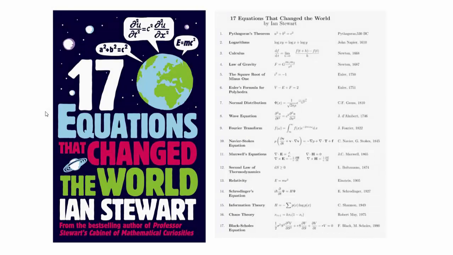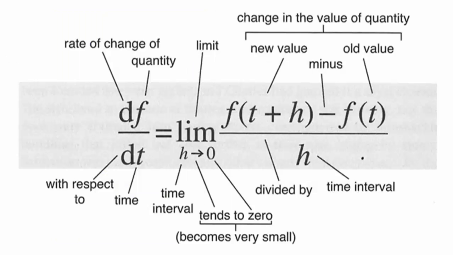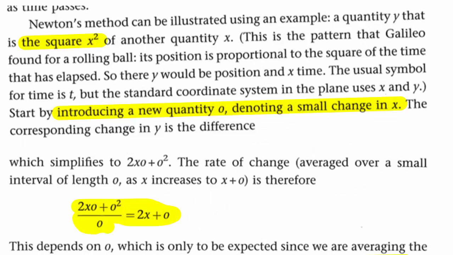I'm just going to give you a brief overview of the history of differentiation and where it came from, as described by Ian Stewart in his book 17 Equations That Changed the World, as you can see here. So the equation for differentiation comes from this version here, which hopefully you've just learned about in class. The history behind this is that this was developed by Sir Isaac Newton and Leibniz.